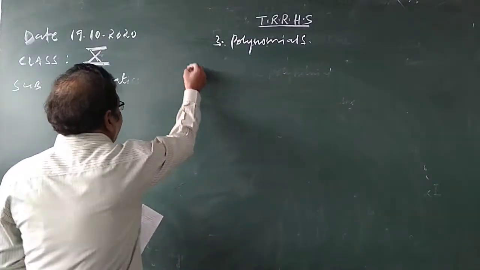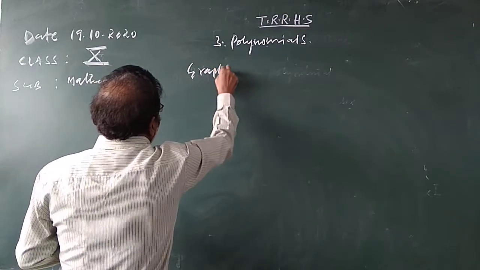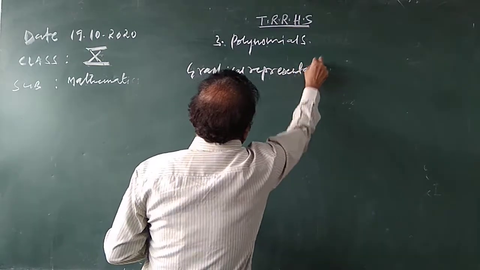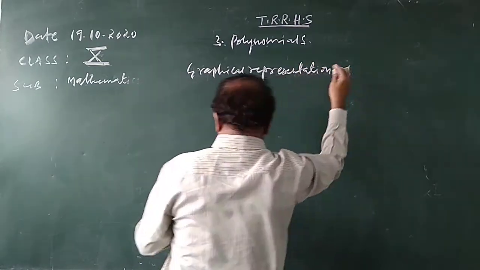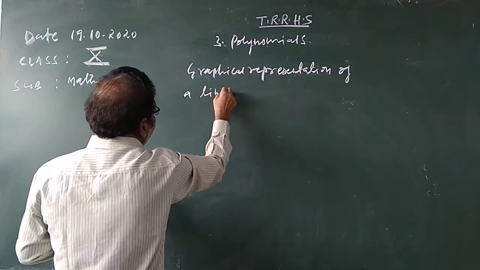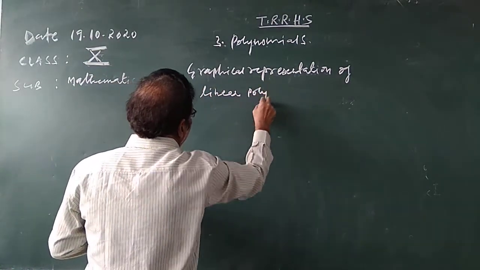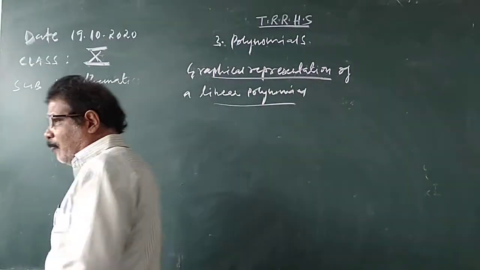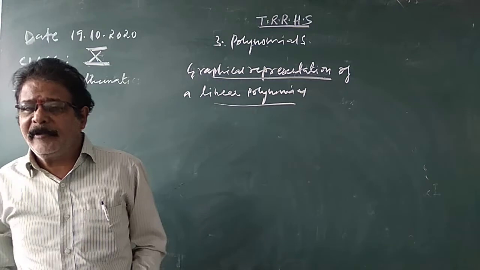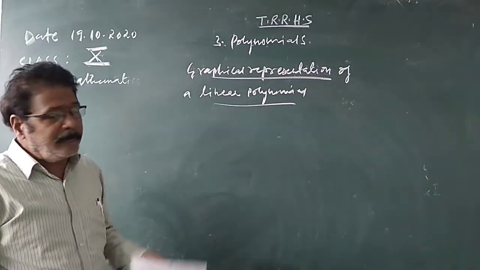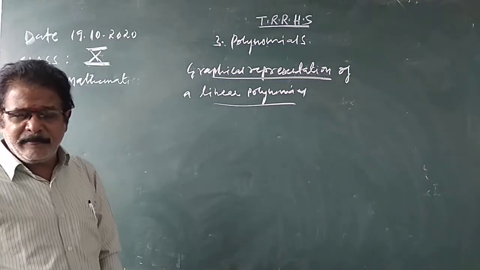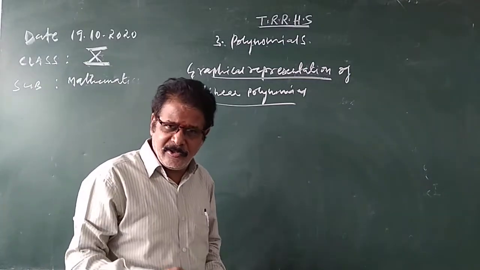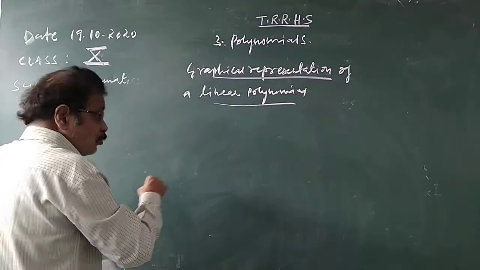Now, graphical representation of a linear polynomial, children. We know that the general form of the linear polynomial is ax plus b. How to represent this by a graph? Linear means the polynomial of first degree. First degree means it has only one zero. Only one zero. So let us go through the example.